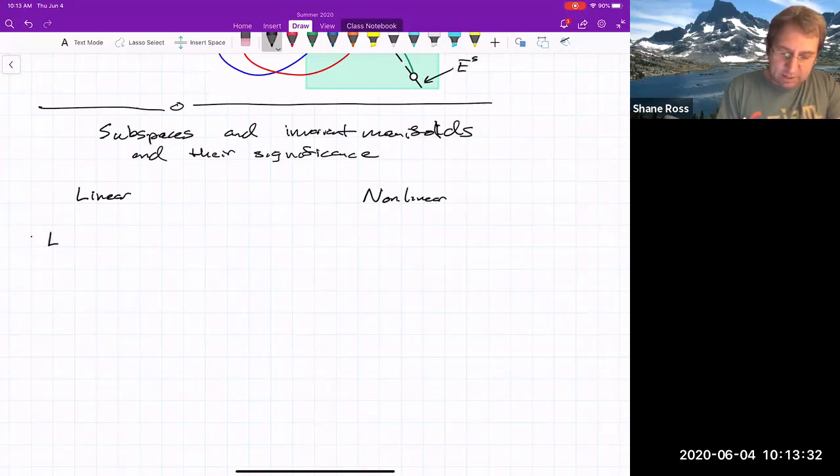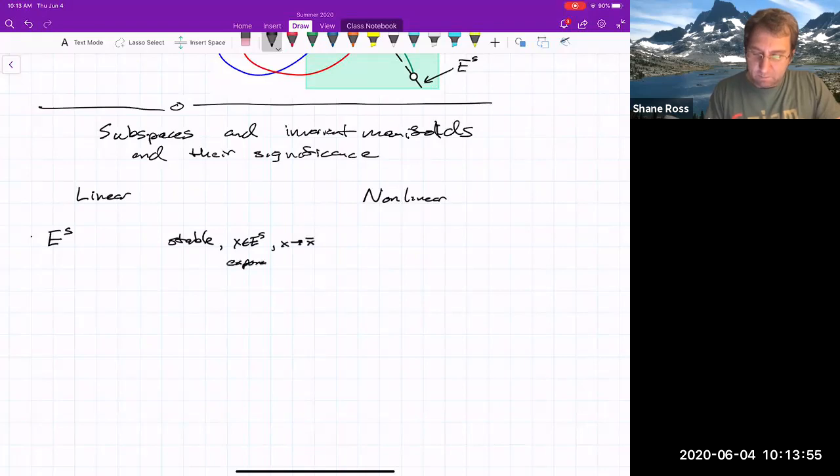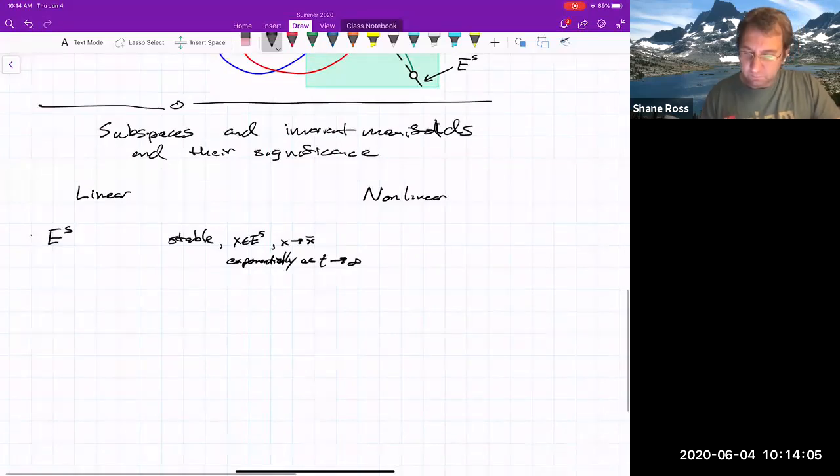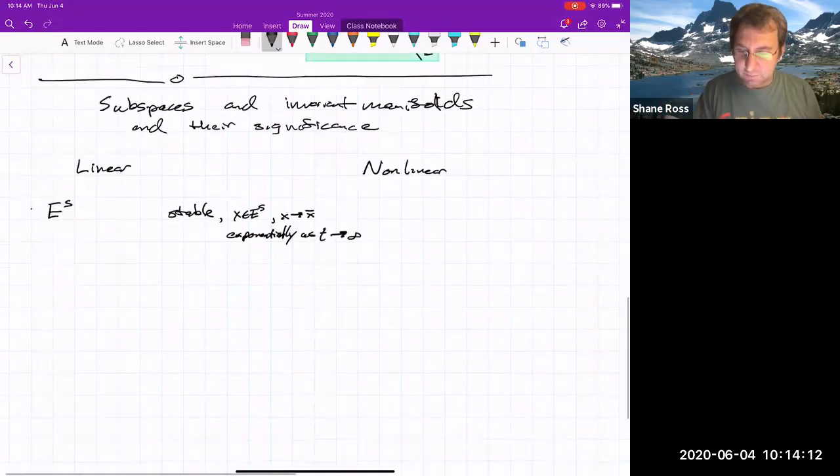We've got ES, the stable subspace, and this means that anything starting on ES, so if we have a point X starting on ES, X goes to X bar exponentially as time goes to infinity. Just to make that clear, that's time. The nonlinear version, in the actual full nonlinear system, we call this, the symbol is W, we would say WS, and sometimes we write local.